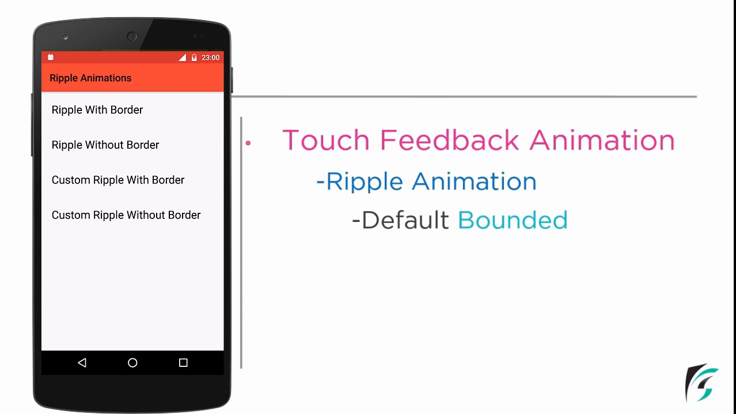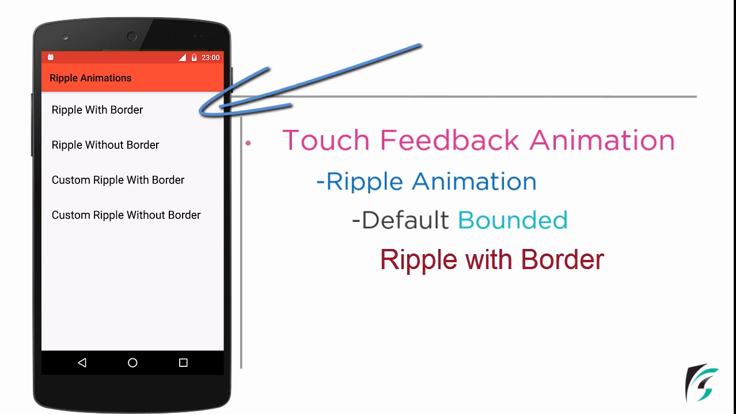In our demo application, we will be learning about various kinds of ripple animation. The first one will be default bounded. Default bounded refers to the ripple animation that is default and has the boundary. As on the left side we can see, this is the ripple with border. Now this default bounded is ripple with border.